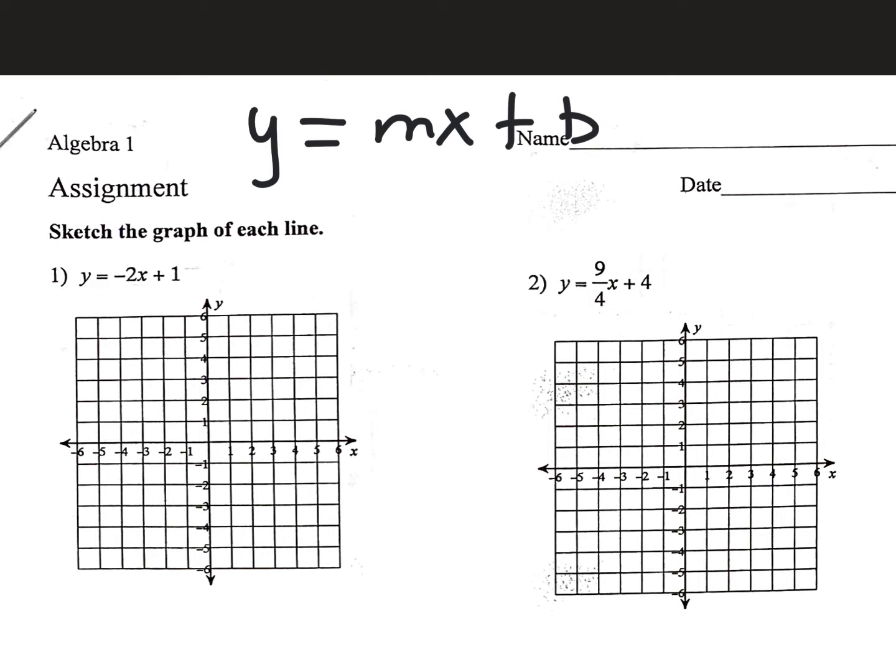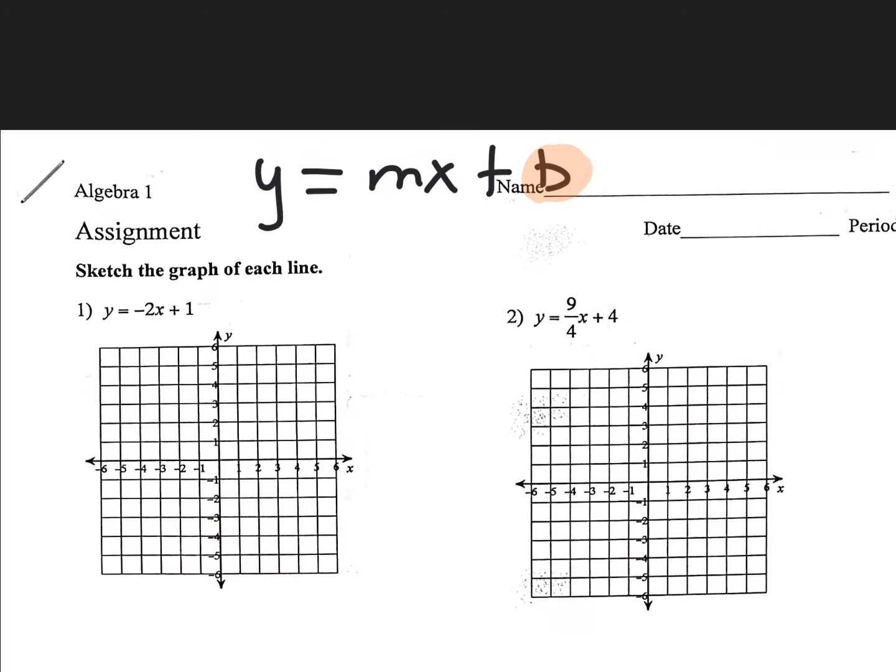Now, the reason that I use that particular song, because yes, it is annoying, I totally get that, it does stick in your brain, is that I really appreciate the very off-key mx plus b, because the b is important. Take your orange highlighter and highlight that letter b in your equation.